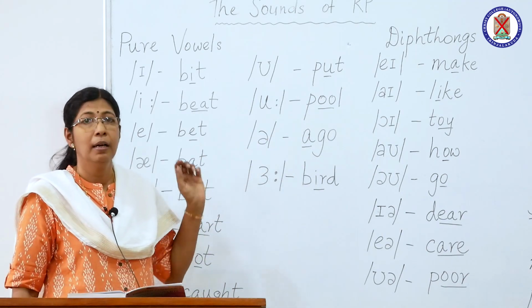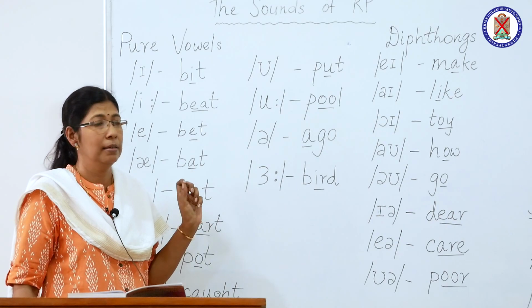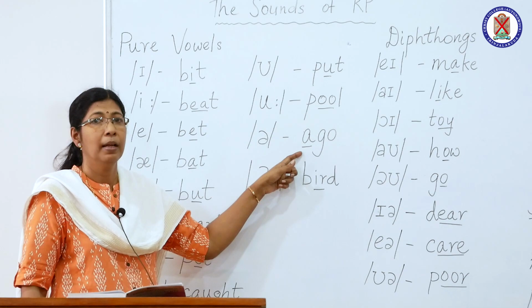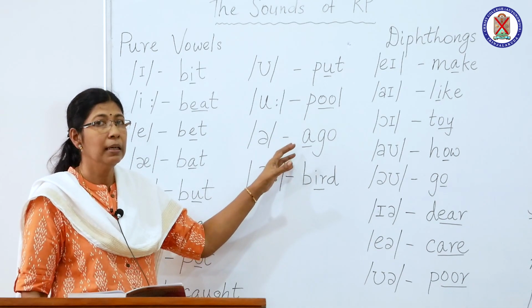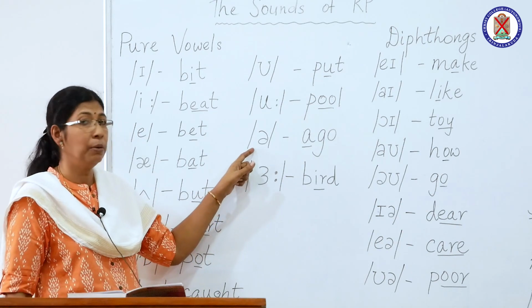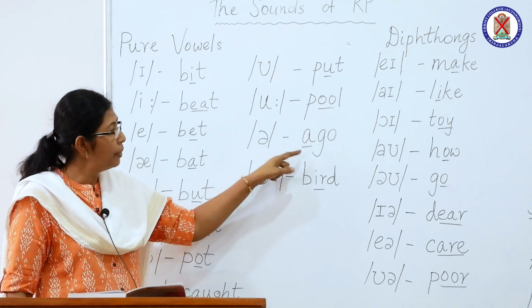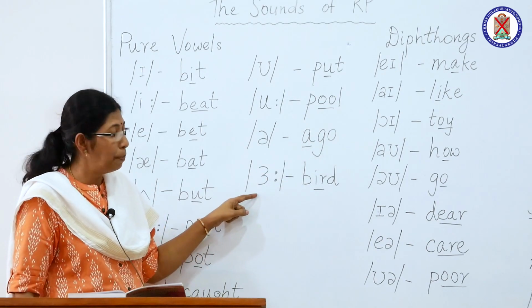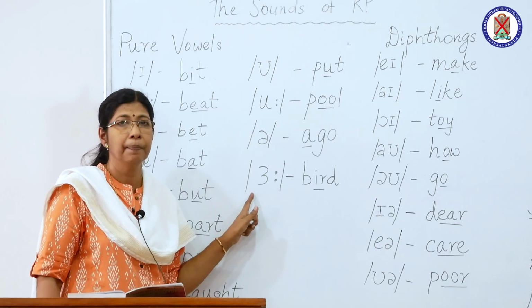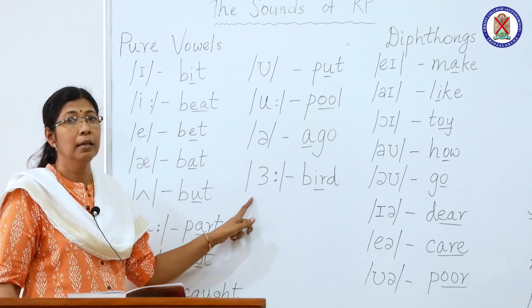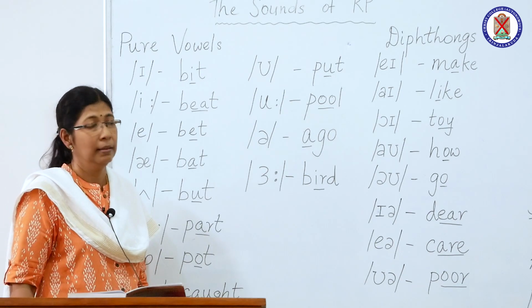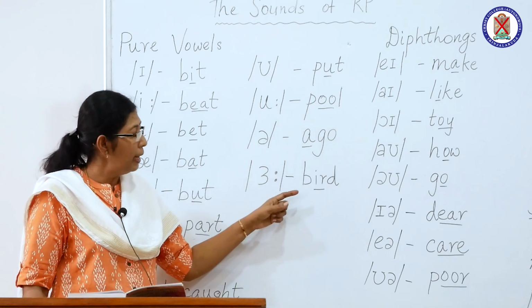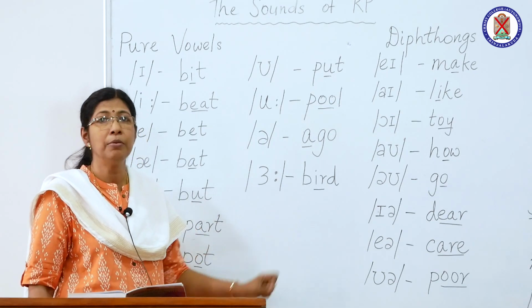Next we have A, the first sound in the word ago. So the word ago begins with this sound A, and it is represented by the letter A. The last pure vowel is a long one. Example, the sound in bird. The letters IR are pronounced this way.